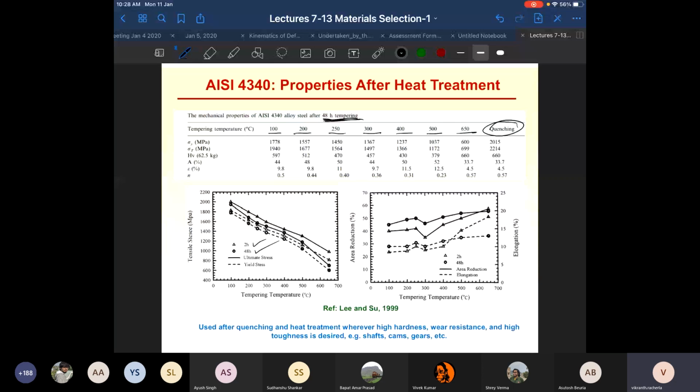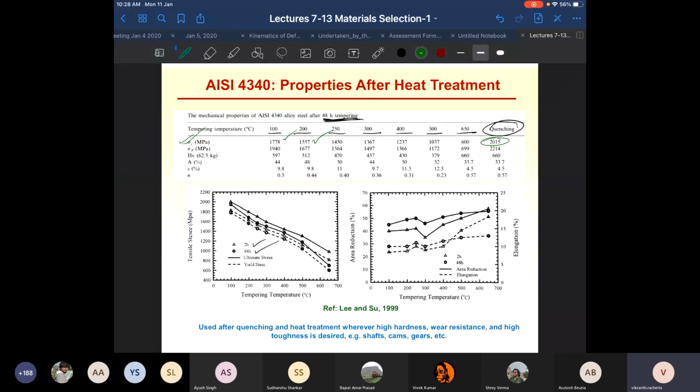Okay. So what do you observe? The first property that is being talked about is the yield strength of the material. Now the yield strength of the material when you quench it is 215 megapascals, or close to 2 GPa. That is a high value of yield strength. And if you temper it, you can see that at 100 degrees the yield strength reduces to about 1.8 GPa. At 200 degrees of tempering, it reduces to 1.55 GPa, and so on. So as you increase the tempering temperature, it keeps getting softer and softer.